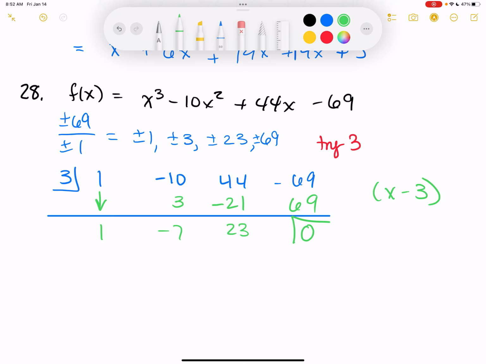All right, so now, the fun part. This was an x cubed term. Now that I've taken a factor out, this is an x squared term. So I copy them down: x squared minus 7x plus 23. And I need to factor this. You have to use the quadratic formula.